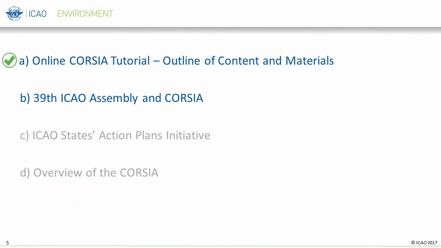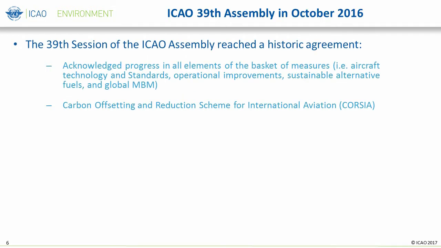Now let's jump right in and go through some of the outcomes of the 39th Assembly. The 39th session of the ICAO Assembly, held from September 27th to October 6th, 2016 in Montreal, Canada, made a series of important decisions as a result of several years of intensive work in the environmental field in ICAO. The Assembly adopted 3 resolutions focused on the environment: A39-1 on general provisions, noise, and local air quality, A39-2 on climate change, and A39-3 on a global market-based measure scheme.